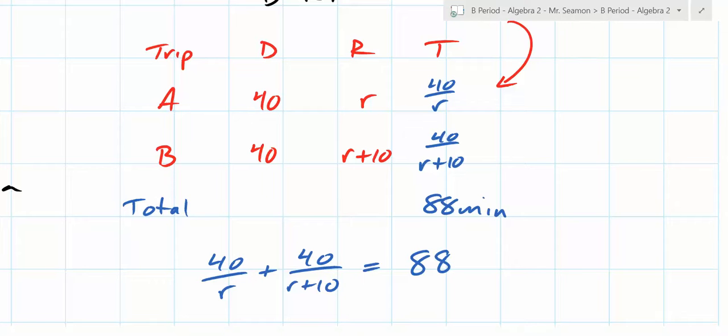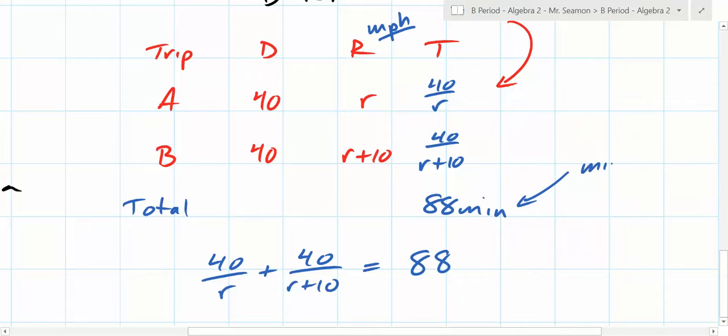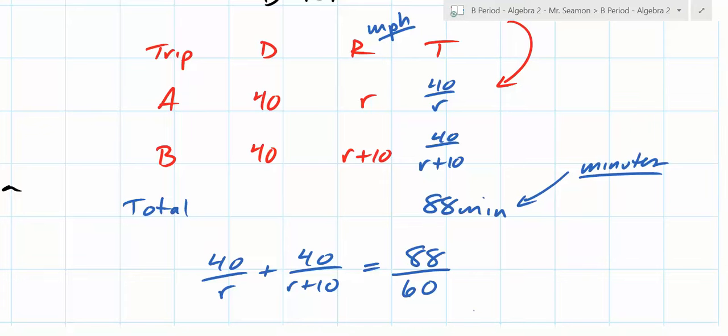The rate. What are the units on the rate on this thing? Miles per hour. This is in minutes. Is that a problem? Yes. You need this to be in hours. What's the easiest way to turn that into hours? If you want to go from minutes to hours, what do you divide by? 60. 90 minutes, how do you get to hours? You divide by 60 to get 1.5.